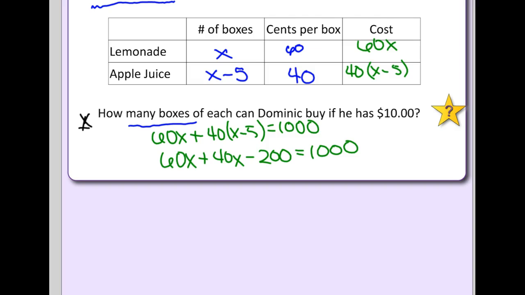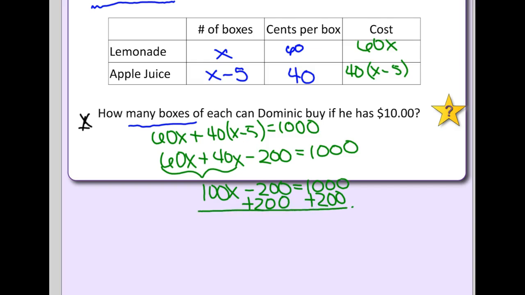That's right. Next thing we need to do is combine like terms. So 60x and 40x is 100x minus 200 equals 1,000. Who's our floater this time? 200. So we're going to use our inverse operation. We're going to have to add 200 to both sides.